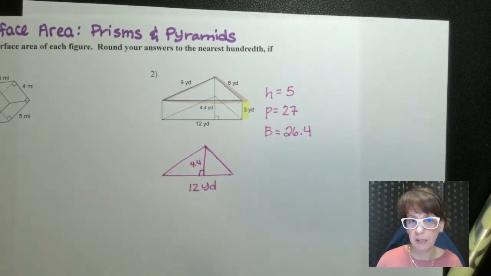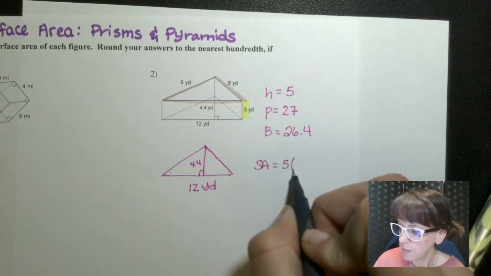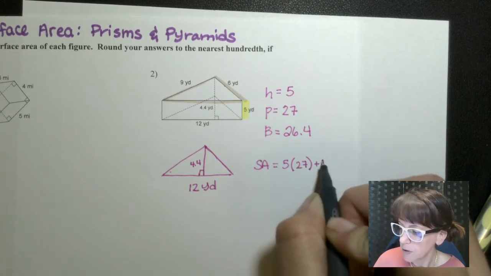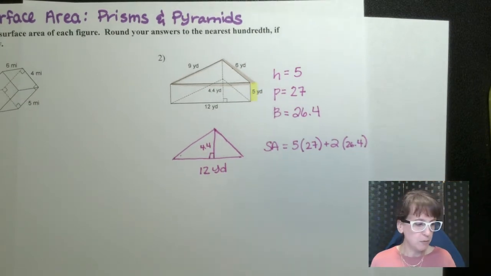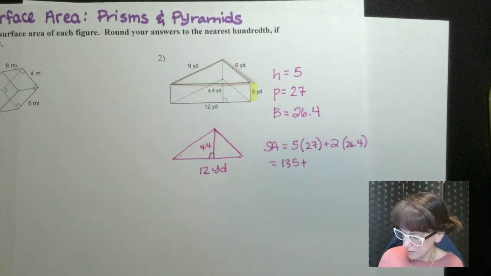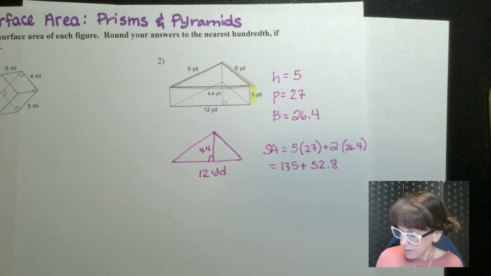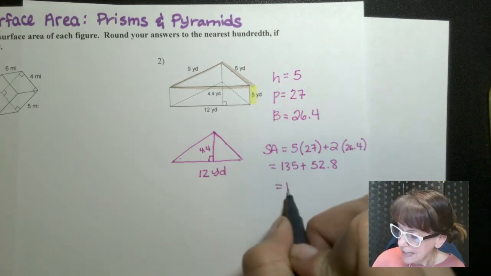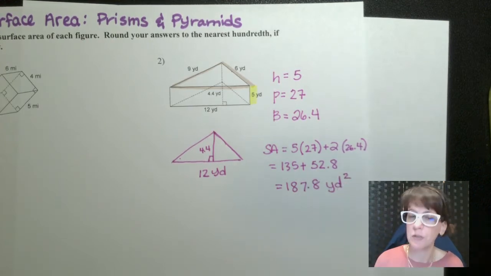So now we're ready to use our formula. We say, okay, the surface area equals the height, which is 5, times the perimeter, which is 27, plus 2 times the area of the base, which is 26.4. So 5 times 27, we end up with 135. 135 plus 26.4 times 2, which is 52.8. Add those together, we end up with 187.8 yards, and we're talking about surface area, so yards squared.